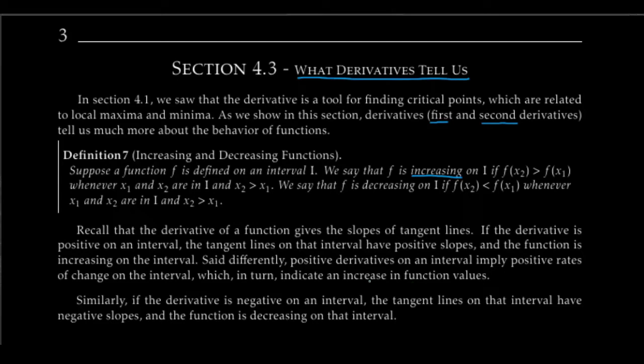And just in the opposite direction, if the derivative is negative on an interval, the tangent lines on the interval have negative slopes, and the function is decreasing on that interval. That is, as you put in bigger and bigger numbers, you're going to get out smaller and smaller values. And not smaller in absolute value, but just lower on the number line. So, for example, you could put in 1 and get out negative 2, and then put in 2 and get out negative 27. This is still decreasing. You're getting lower stuff on the number line as you put bigger stuff on the number line in.